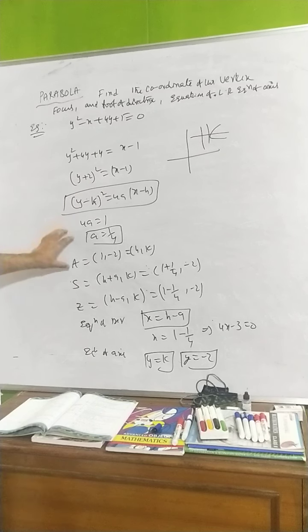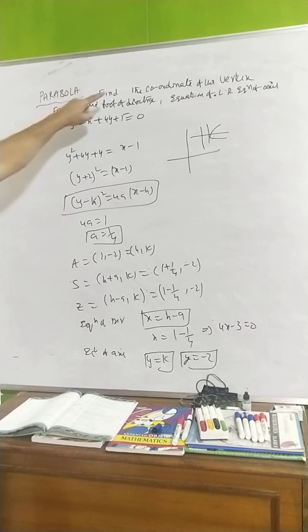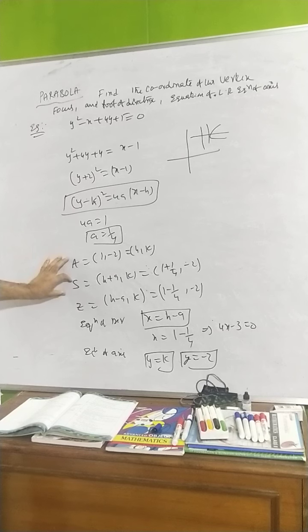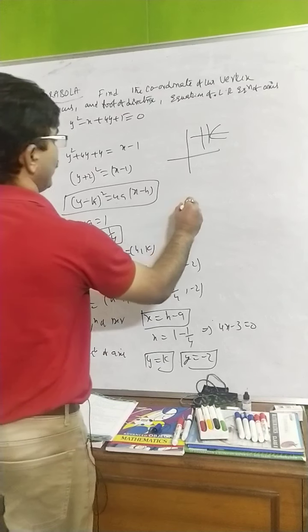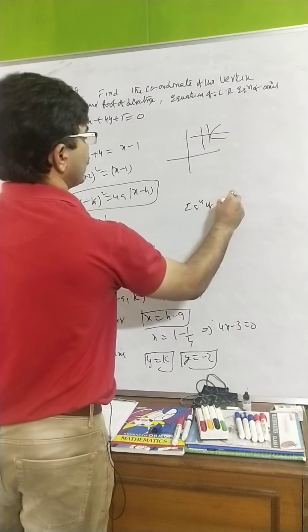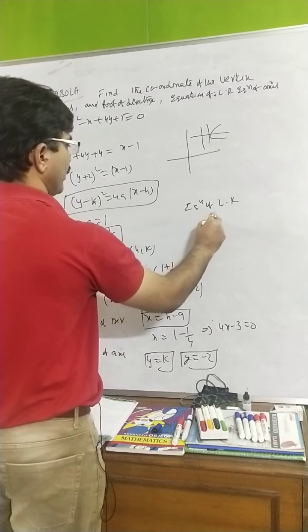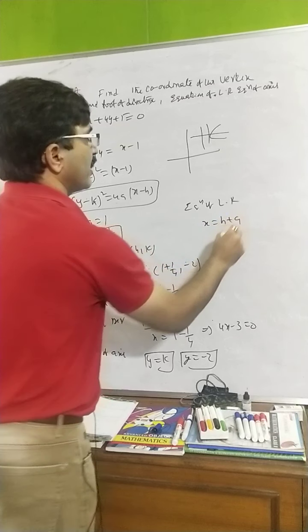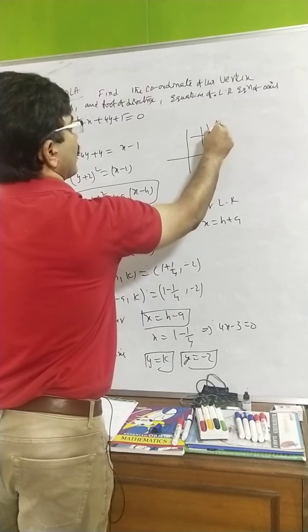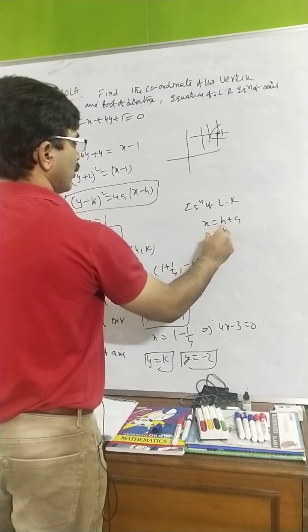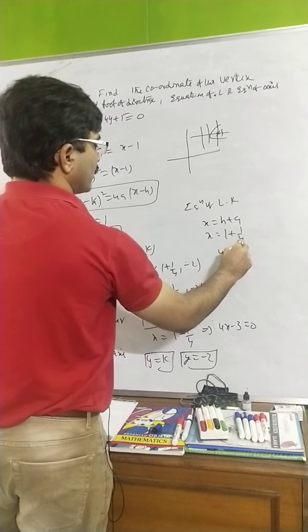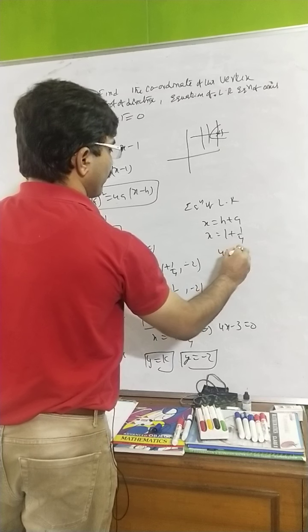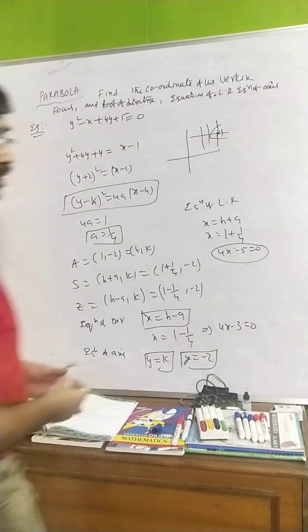Here we got it. They asked for vertex, yes, focus, yes, foot of directrix, yes, the equation of directrix also we got. Another one, the equation of latus rectum: x is equal to h plus a. So x is equal to h is 1, a is 1 by 4, so that is 4x minus 5 equal to 0. This is the way.